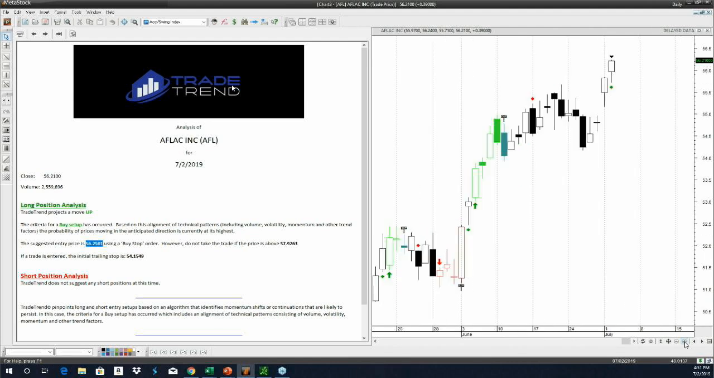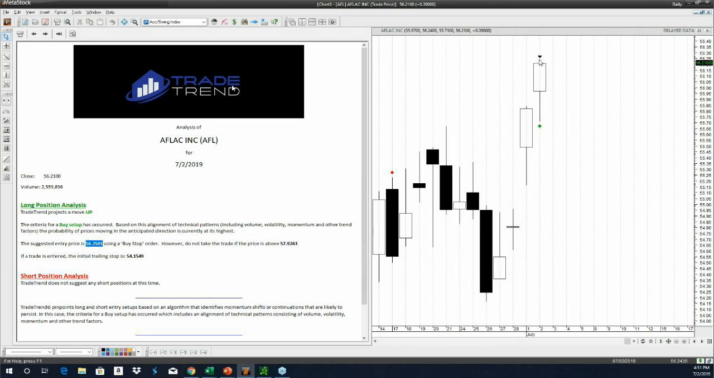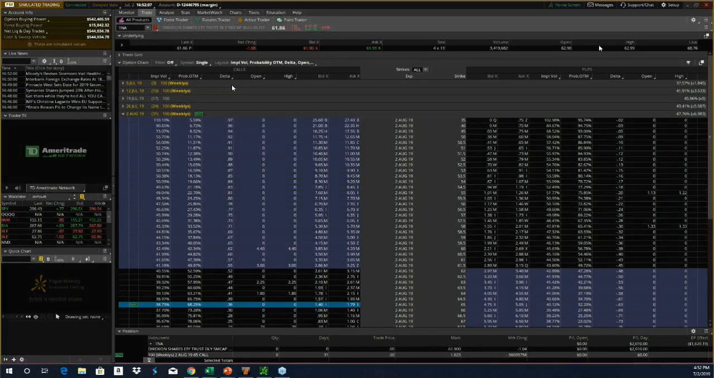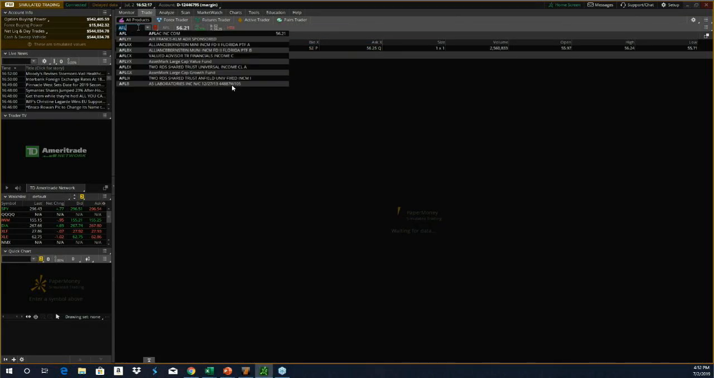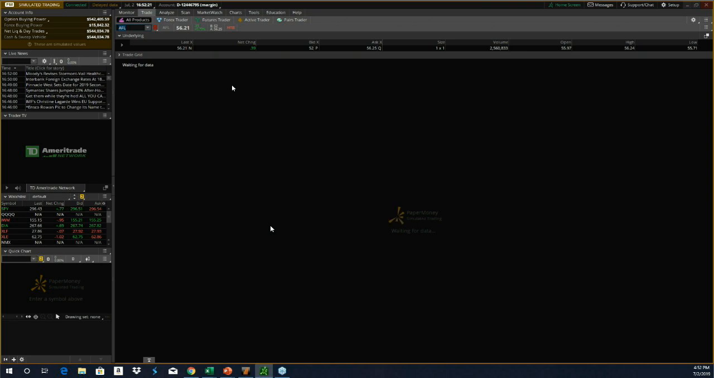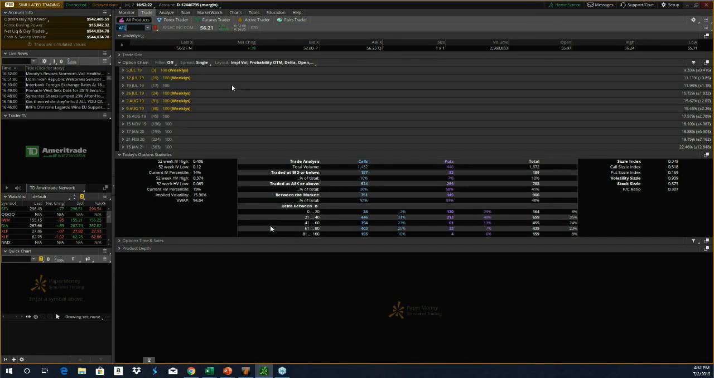And so if we zoom in here a little bit, we'll look here real quick at how to enter this as an options order, because this is more of a live example. So 56.25 is our suggested entry price. Let's go over to the platform and pull up an options chain for Aflac, which is AFL is the ticker on that one. And we'll wait for our chain to come up here. And remember, I like to go about 30 days out in expiration, so we'd be looking at the August 2nd expiration date.